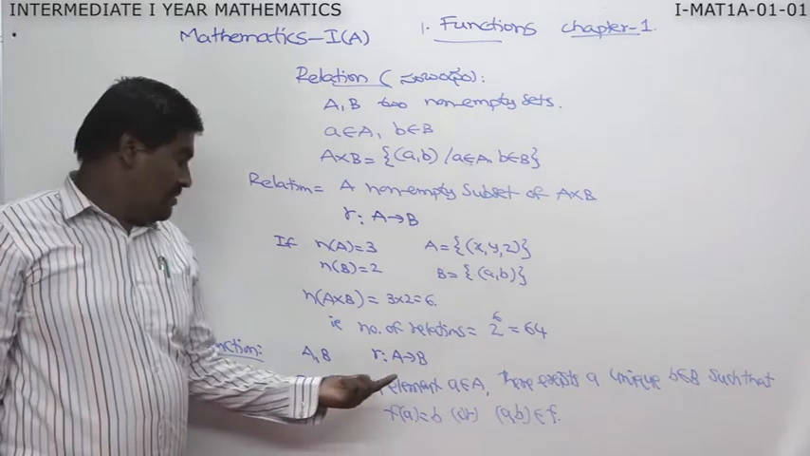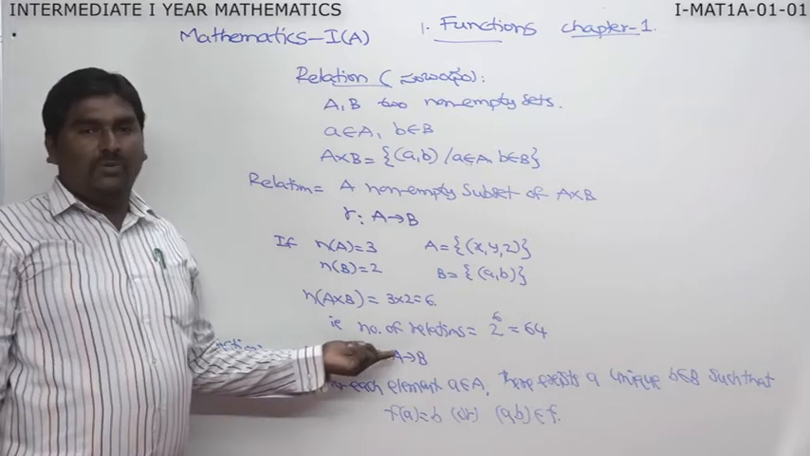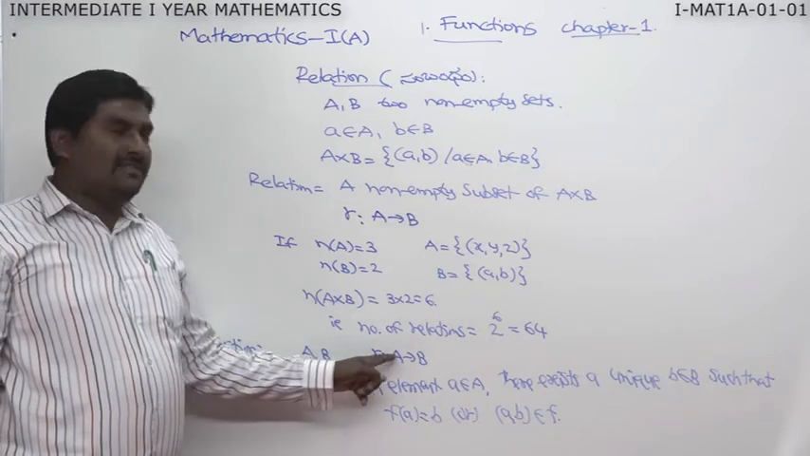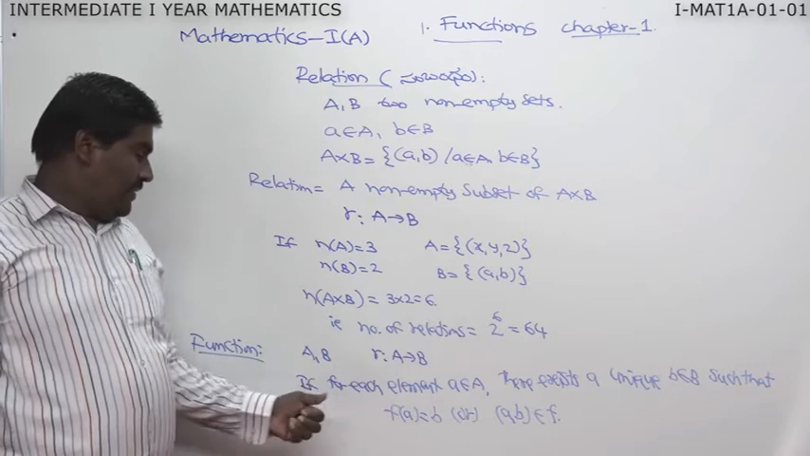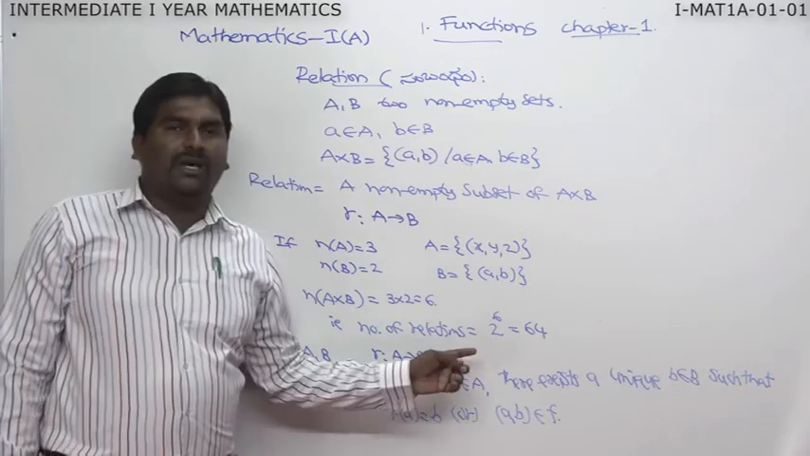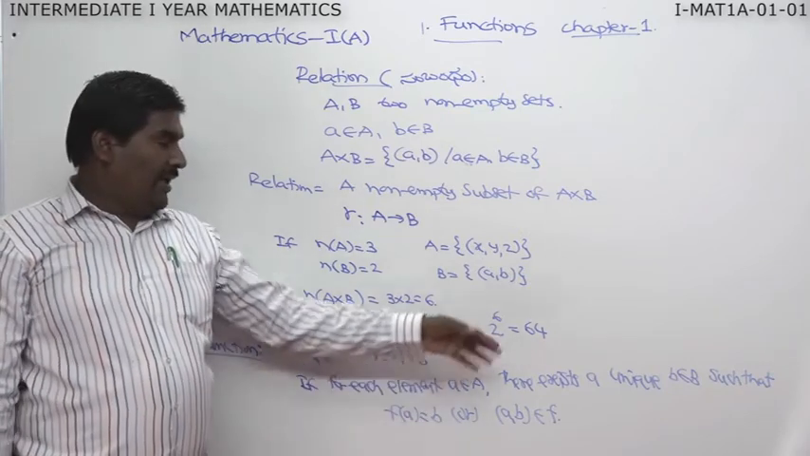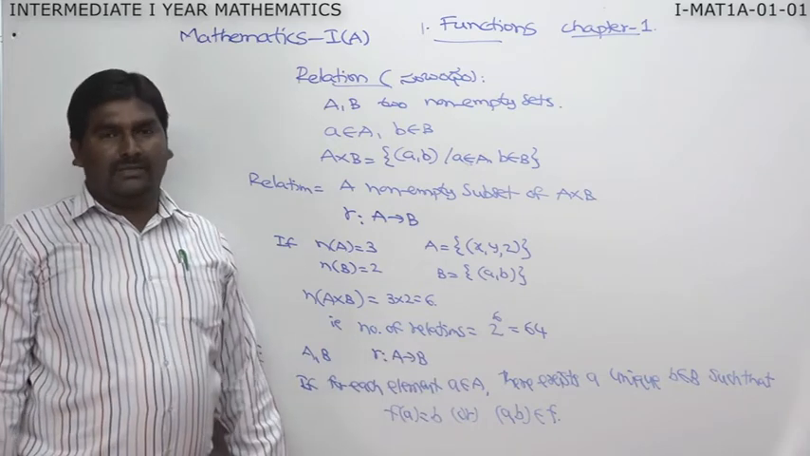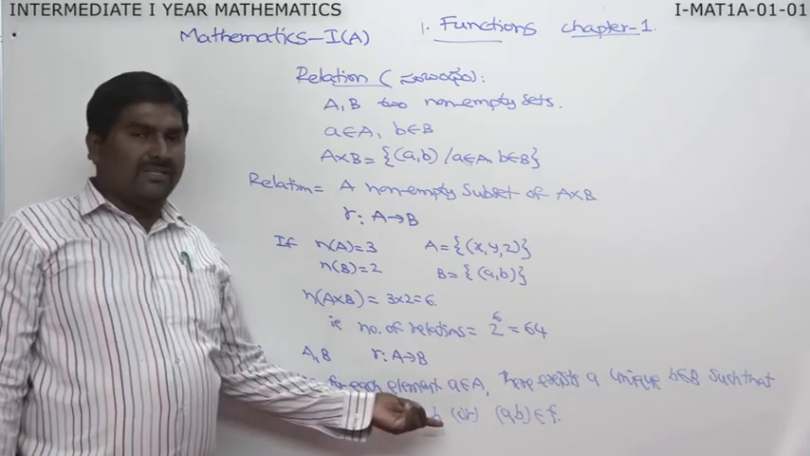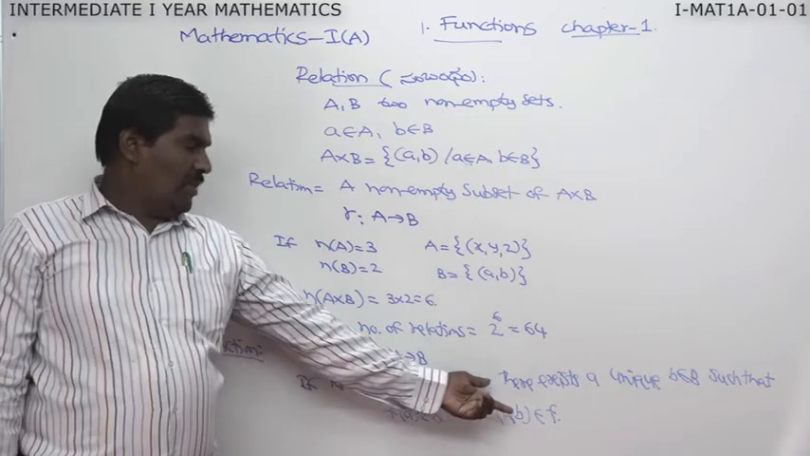Once again, A, B are any two non-empty sets. R is the relation from A to B. If for each element a belongs to A, there exists a unique b belongs to B such that f of a is equal to b, or (a, b) belongs to f.